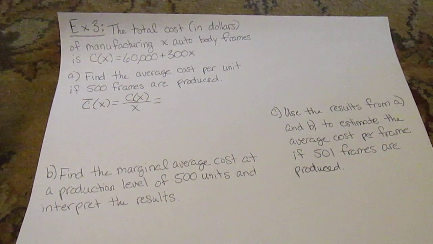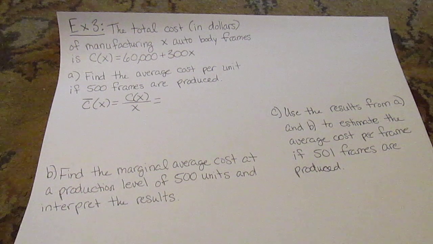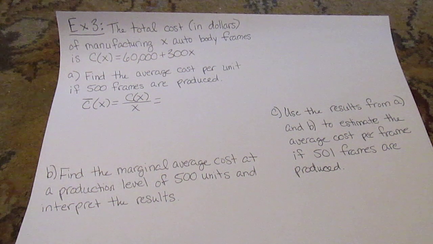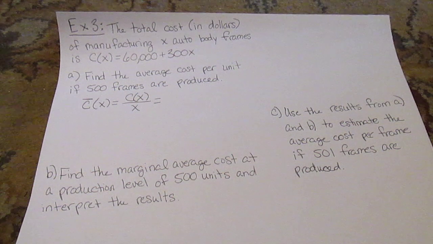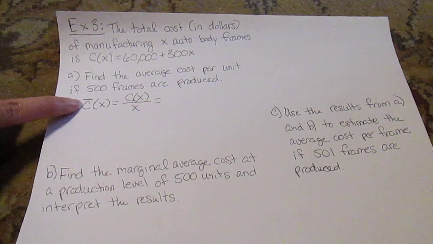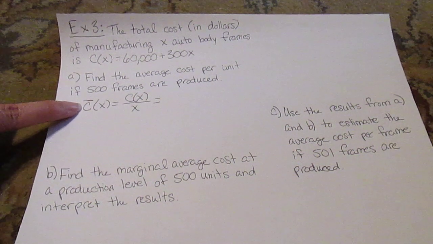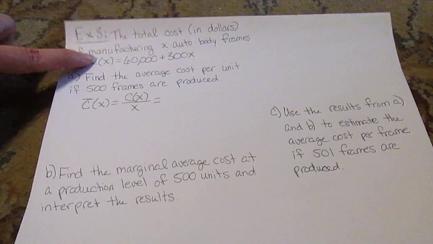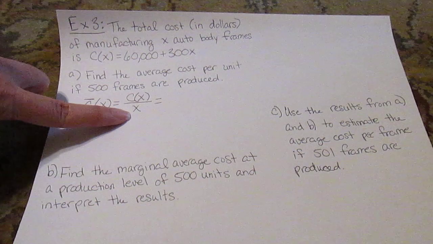Okay, and finally, example 3. The total cost in dollars of manufacturing x auto body frames is C of x equals 60,000 plus 300x. Find the average cost per unit if 500 frames are produced. Well, average cost is represented by this C bar. To find C bar, you just take your original function and divide it by x.